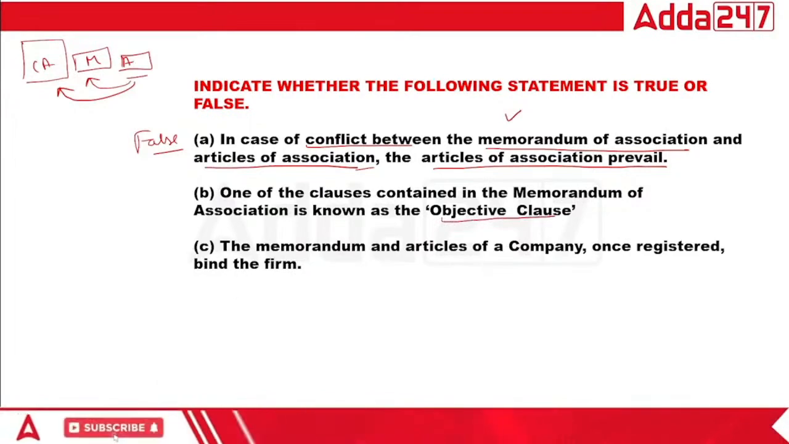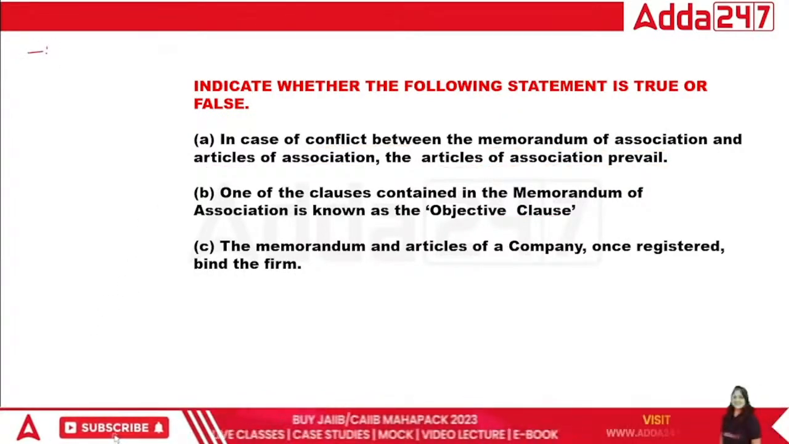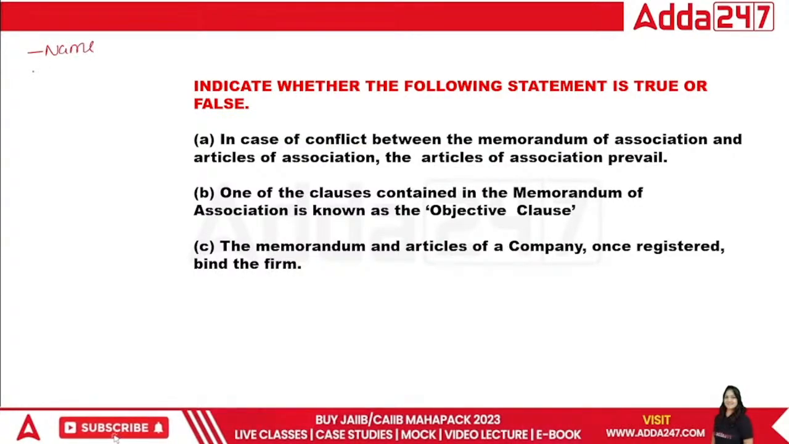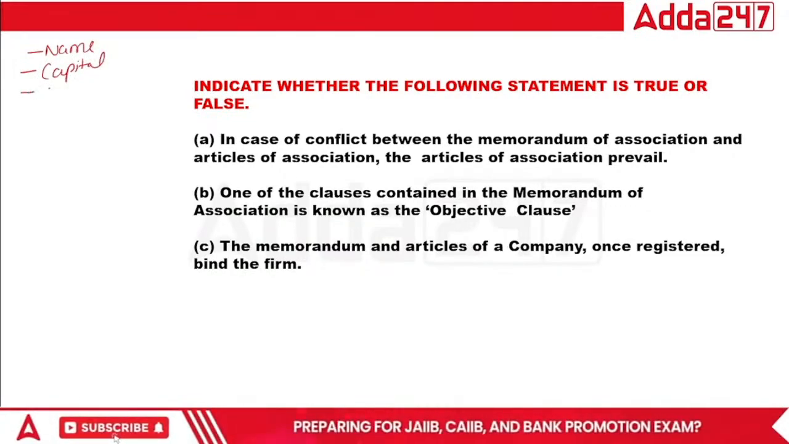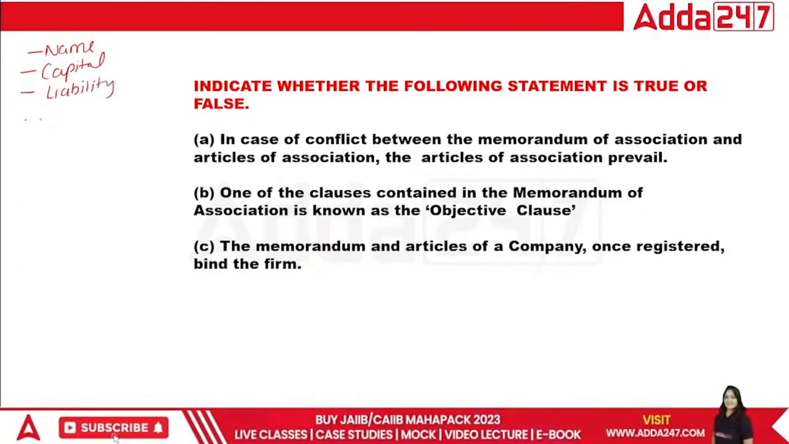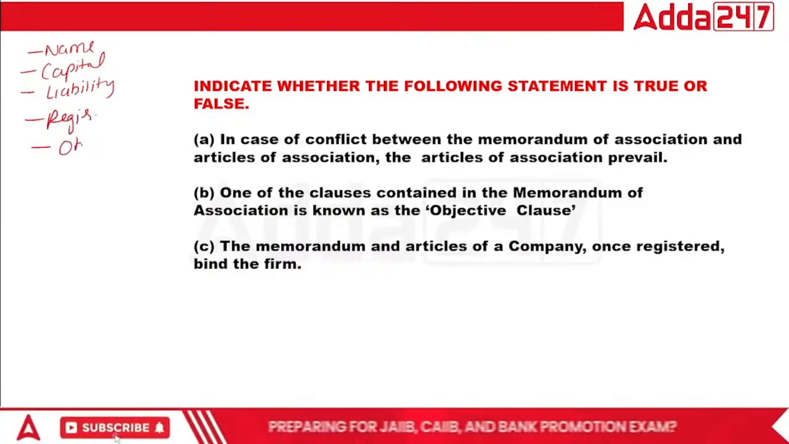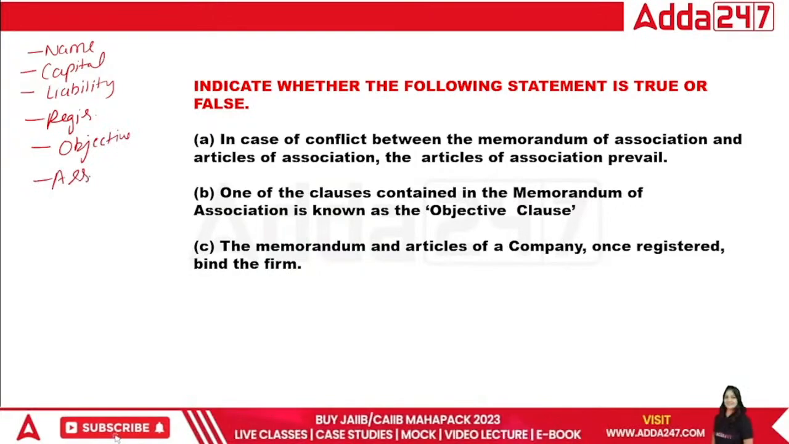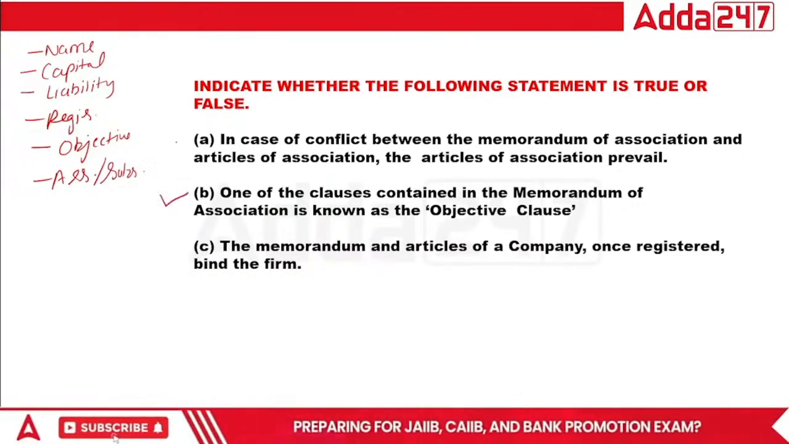Now let's understand the clauses of Memorandum of Association: name clause, capital clause, liability clause, registration clause, object clause, and association clause. Association clause is also known as subscription clause. So for B1, this is absolutely right.